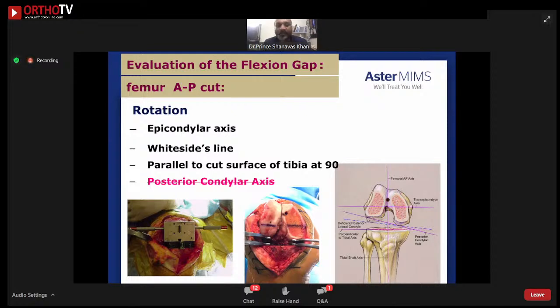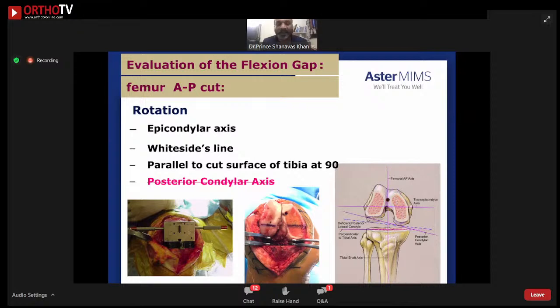So the other methods: you can use the epicondylar axis, you can draw a line, you can see the blue line through the epicondylar axis, or you can use the Whiteside's line. Sometimes in a severely dysplastic knee where the trochlear groove is dysplastic, it will be difficult.